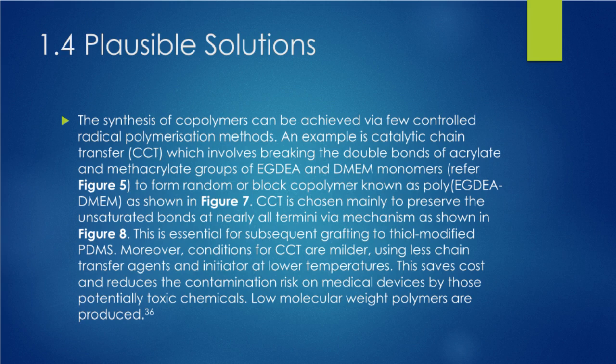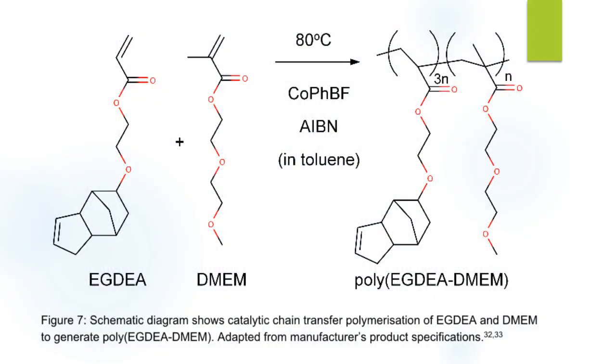Moreover, conditions for CCT are milder, using less chain transfer agents and initiator at lower temperatures. This saves cost and reduces the contamination risk on medical devices by those potentially toxic chemicals. Low molecular weight polymers are produced. Figure 7, schematic diagram shows catalytic chain transfer polymerization of EGDEA and DMEM to generate poly-EGDEA DMEM.